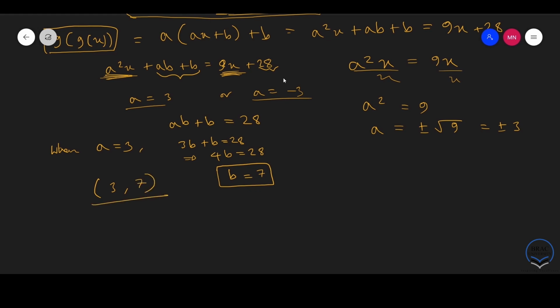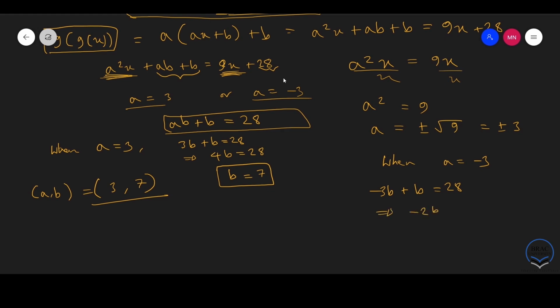So now we have found one ordered pair, a, b equal to this. Now when a is equal to minus 3, once again we can use this equation. We have minus 3b plus b is equal to 28, and now we have minus 2b is equal to 28. So b is equal to minus 14, since we're dividing by minus 2. So once again, when a is equal to minus 3, b is equal to minus 14.